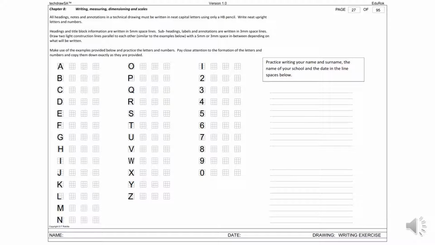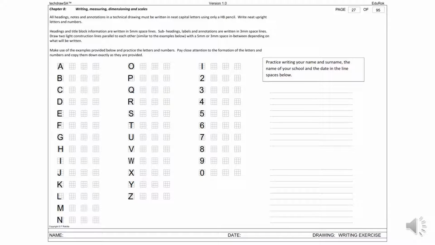All headings and information in title blocks, that means your name, your surname, the date and the title of the drawing, is drawn in 5mm spaces. Subheadings, labels and annotations are written in 3mm spaces. When you write, you need to make sure that your letters and numbers are written uprightly.